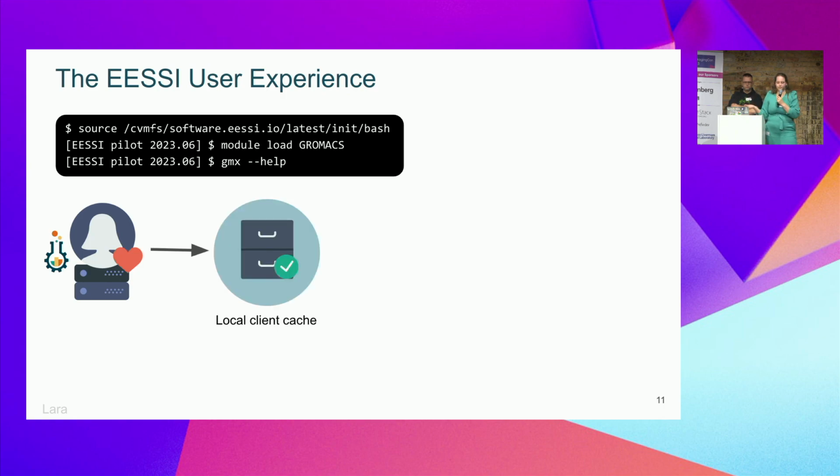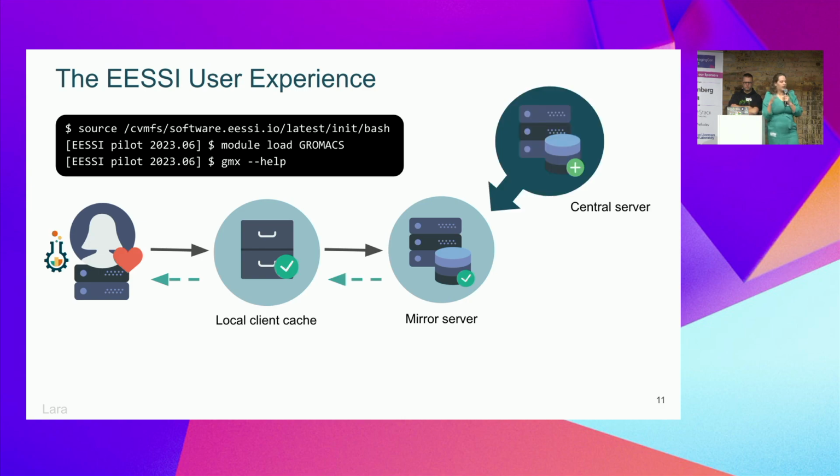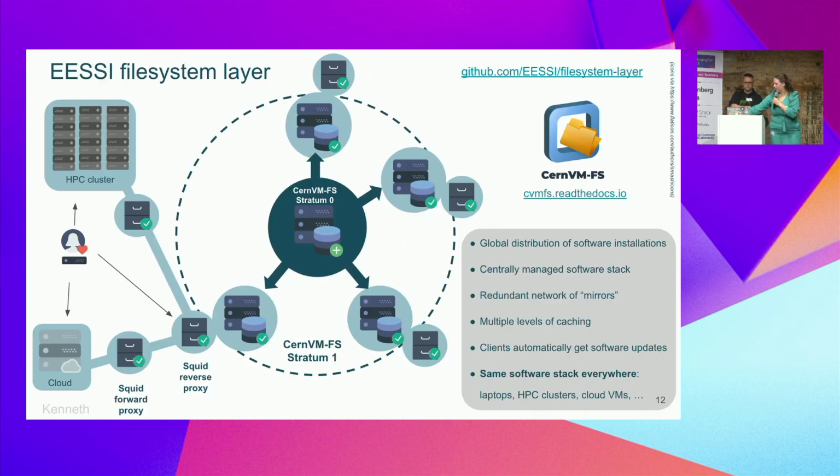So once the scientist loads the module, a request is sent to a local cache to see if the software has already been loaded on a local cache. If it's there, then the user can use it. If it's not there, it goes to a mirror server and checks and downloads the files from there. And the mirror server is fed by a central server, which makes EESSI provide on-demand streaming of software, like music or TV series.